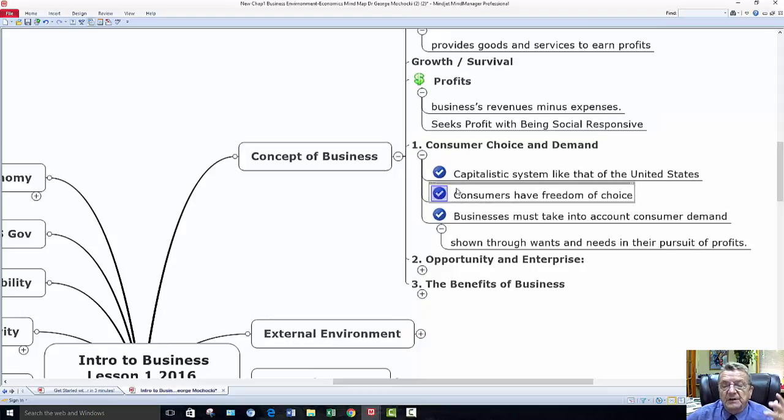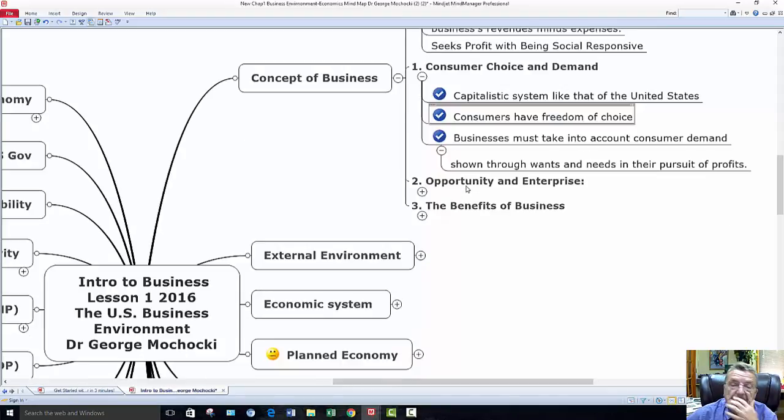Okay, now consumers have a choice. In a capitalistic system like the United States, consumers have a freedom of choice: what business, where I shop, where I spend my money, where I work, as long as it's within the framework and within the legal structure, both business law and the law of the country, for lack of better words.